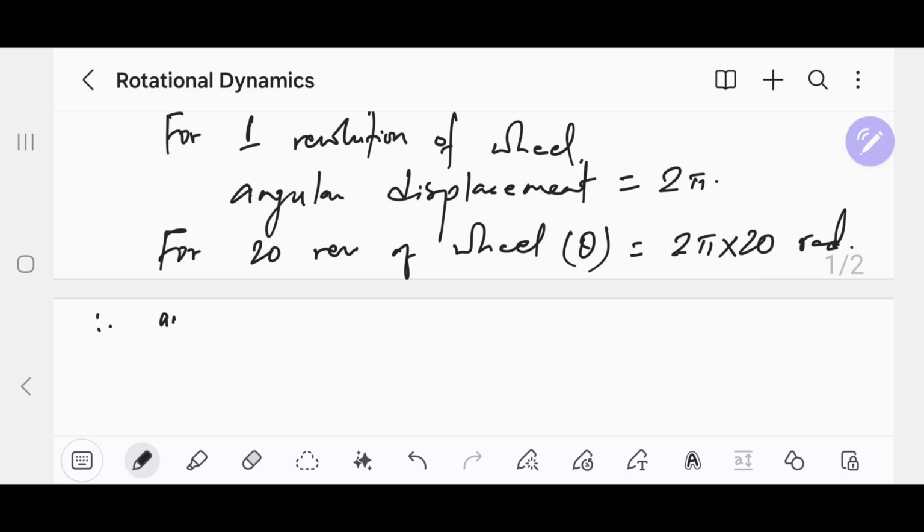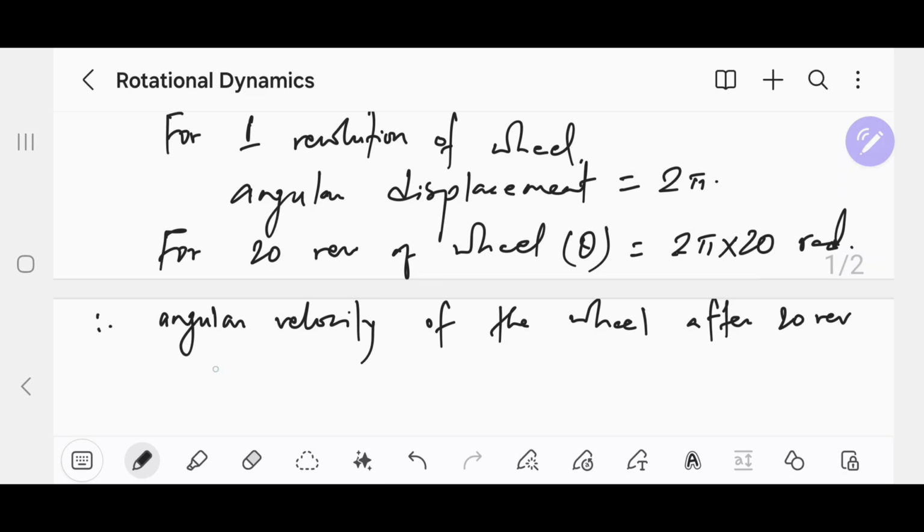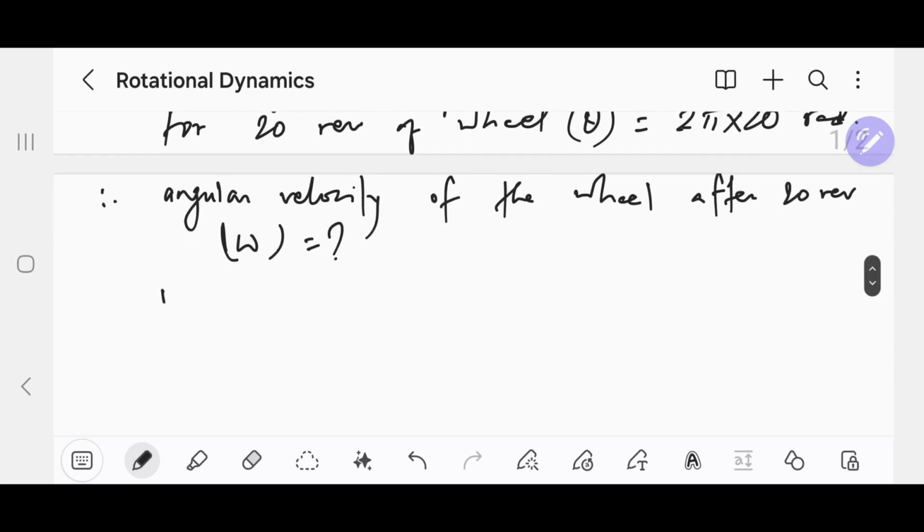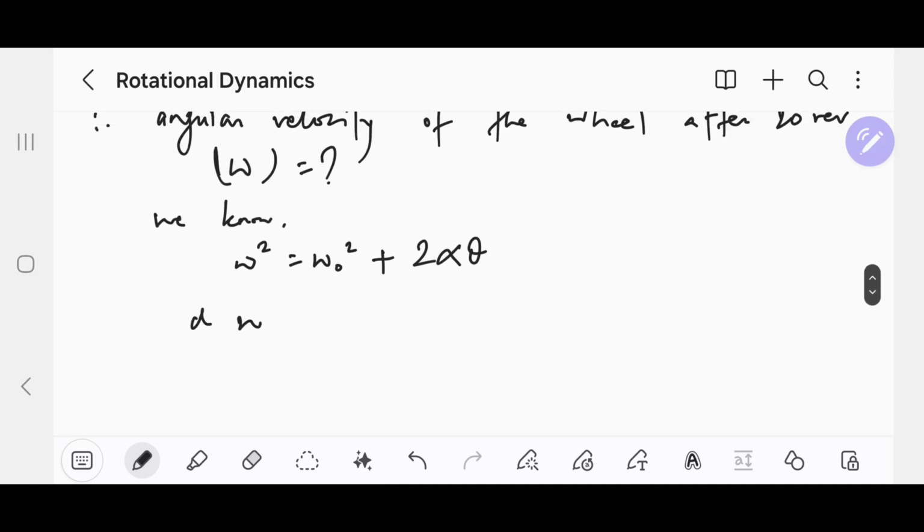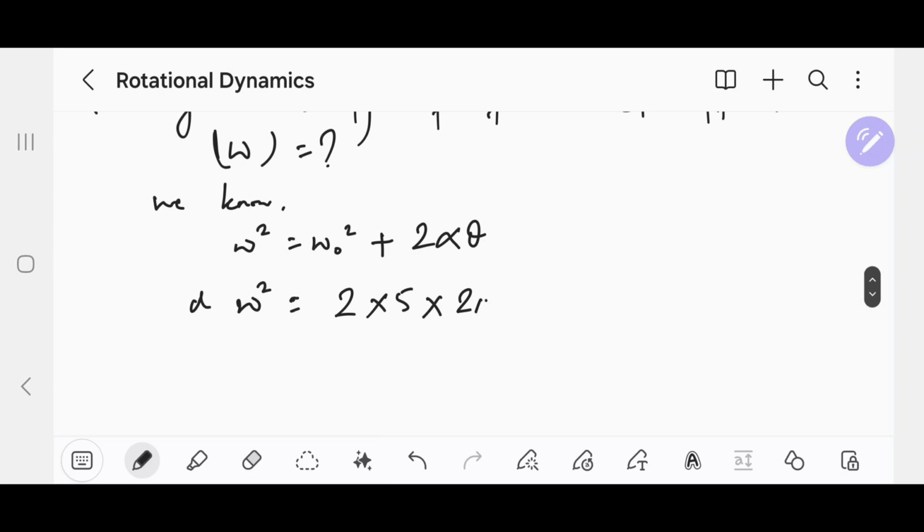Therefore, angular velocity of the wheel after 20 revolutions, omega, equals what? We know omega square equals omega naught square plus 2 alpha theta, right? Omega naught is 0. So 2, alpha is 5, we have already calculated this, theta is 2 pi into 20. So this comes out to be 5 into 10 into 2 pi into 20, it is 400 pi.